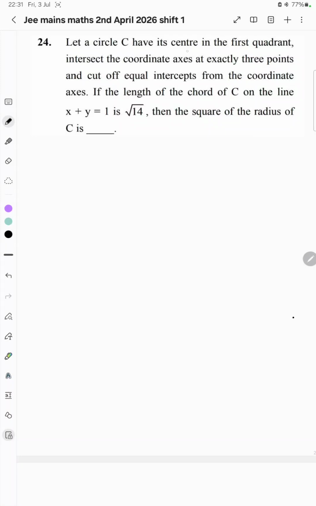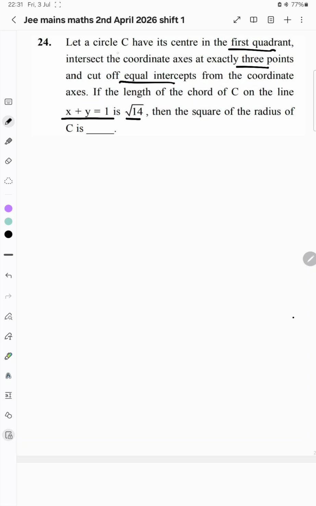A circle has its center in the first quadrant, intersects the coordinate axes at exactly 3 points, and cuts off equal intercepts from the coordinate axes. If the length of the chord of the circle on the line x plus y is equal to 1 is root 14, then the square of the radius of the circle is what we should find.